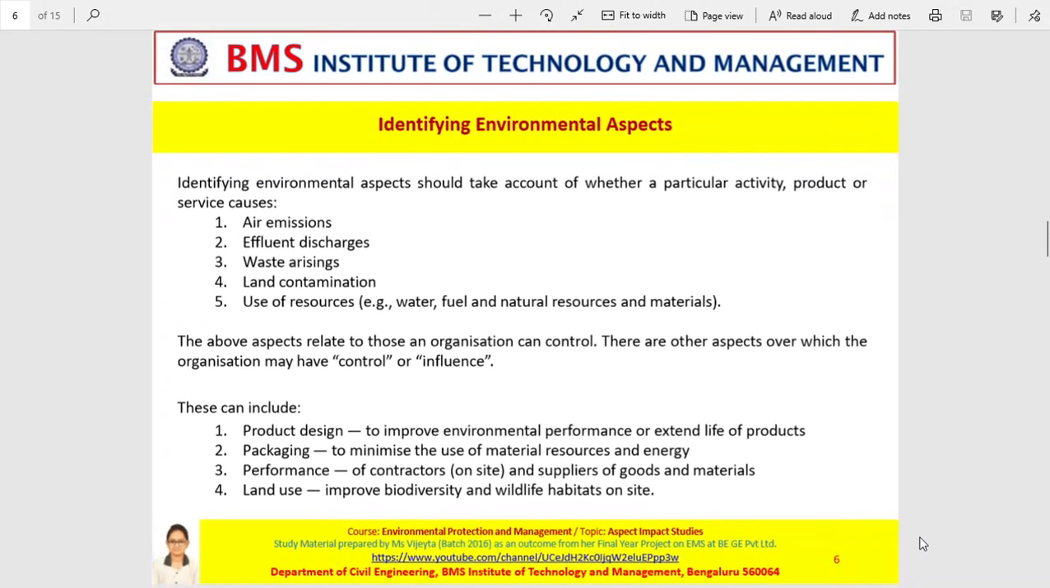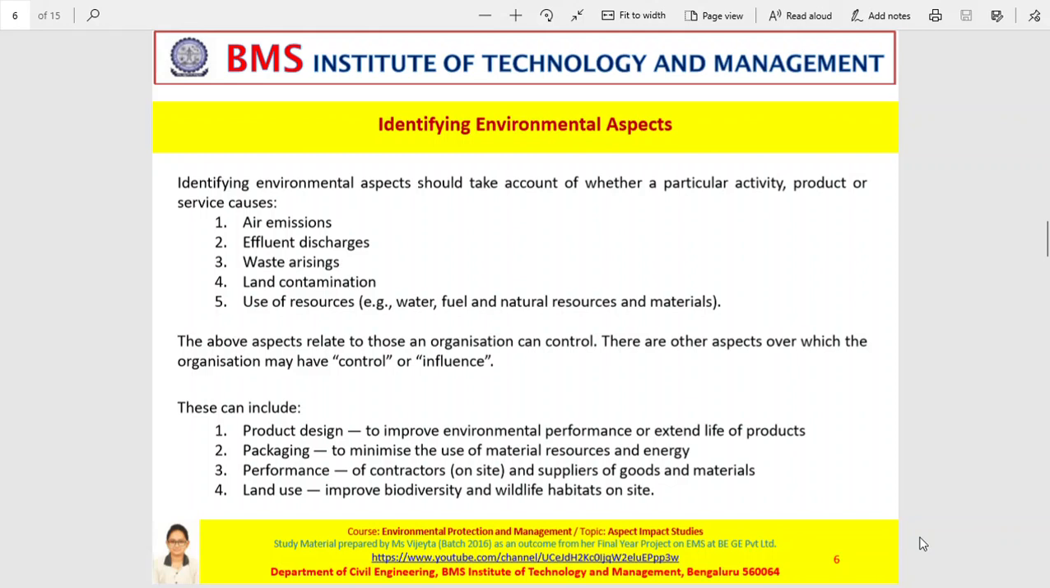Moving on to the next slide, slide 6. Identifying environmental aspects. While identifying an environmental aspect, one should take into account whether the aspect, that is the activity, product or service of the industry, produces air emission, effluent discharge, waste generation like solid waste, hazardous waste, etc., land contamination, or uses large or small amounts of resources like water, fuel, natural resources, etc. In most cases, these can be controlled by the company by minimizing the amounts produced and by adhering to the rules and regulations laid out by the environmental standard boards of the government.